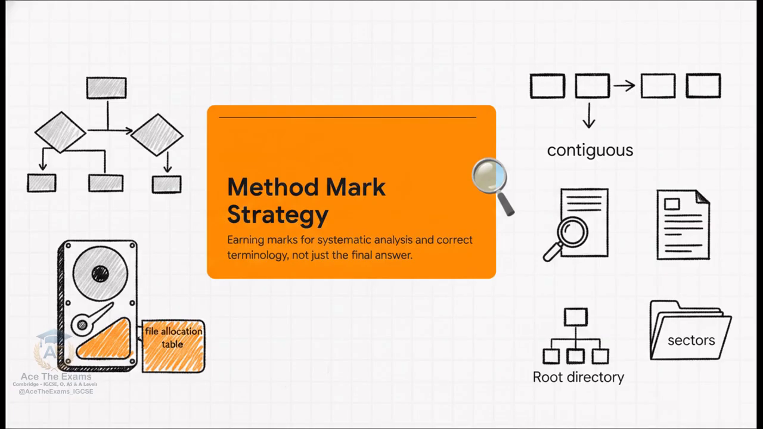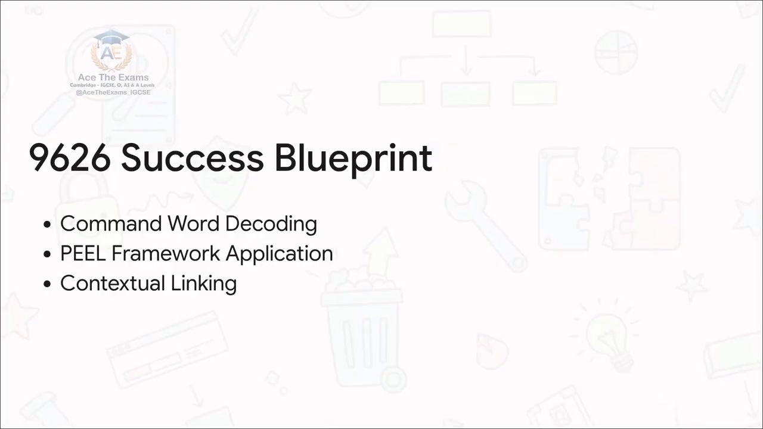The examiner desperately wants to see your clear, logical working. They want to see that you verified your results, and they are actively scanning your script for precise technical terminology. If you aren't using words like contiguous, sectors, root directory, file allocation table, or lossless compression, you aren't speaking their language. When you use this specific vocabulary within the proper PEEL analytical framework, you are virtually guaranteed to pick up those method marks. And here it is, the complete 9626 success blueprint fully realized.